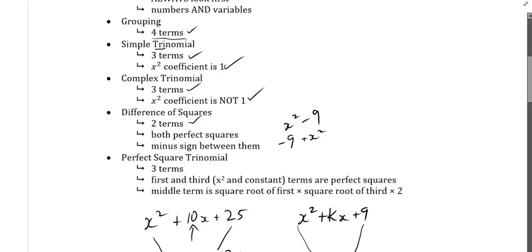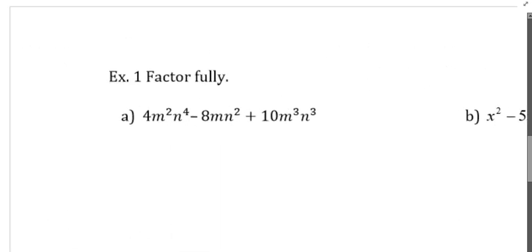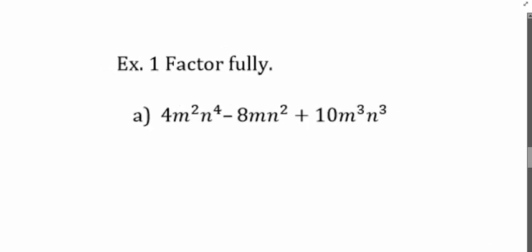Okay, so anyway, our summary is count the number of terms, look at things like the x squared coefficient, look at things like if there's two terms, is there a minus sign between them? Look at these different kinds of things to identify what kind of a question it is. So I'm going to have you factor all of these in a minute, but before we do that, we're going to talk about what each one is.